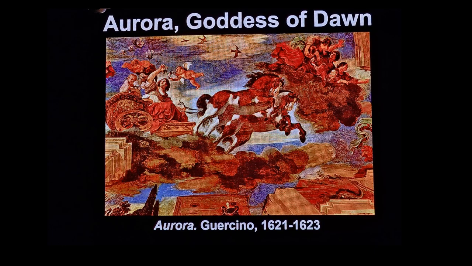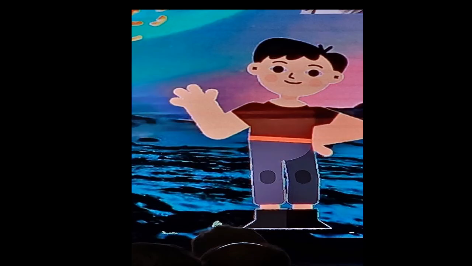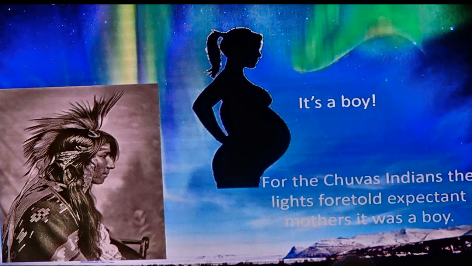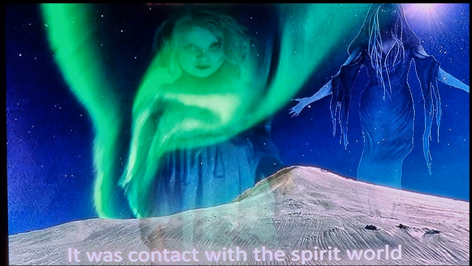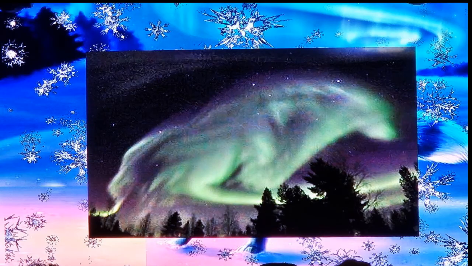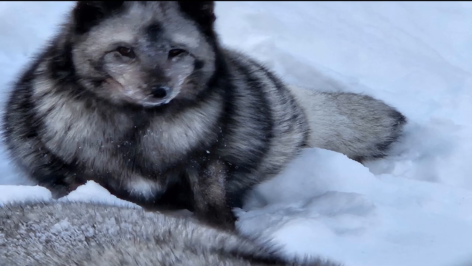The word aurora is derived from the name of the Roman goddess of the dawn, Aurora, who traveled from east to west announcing the coming of the sun. Several stories are told about the aurora. A common one told to children is if you wave at the aurora it will reach down from the sky and take you away. The Chavas Indians believed an expectant mother would give birth to a boy. In Japan it is said a proposal under the lights would lead to a happy marriage. To the Sami people it is said to be a contact for the spirit world. The aurora may also appear in the form of an animal, such as the firefox.